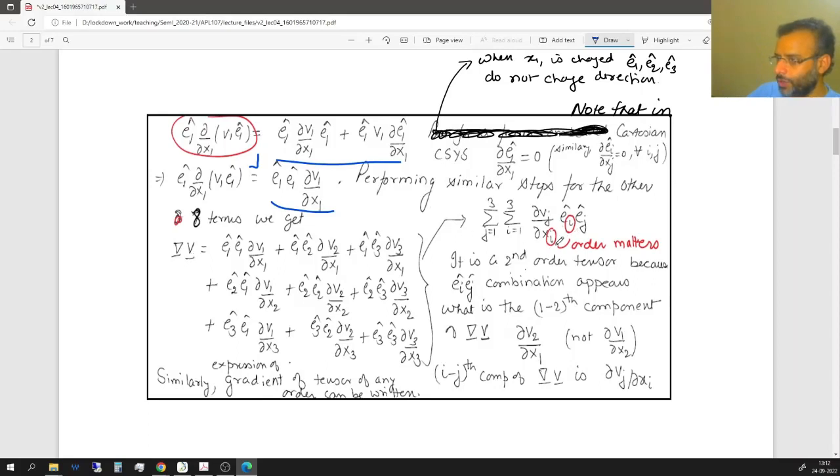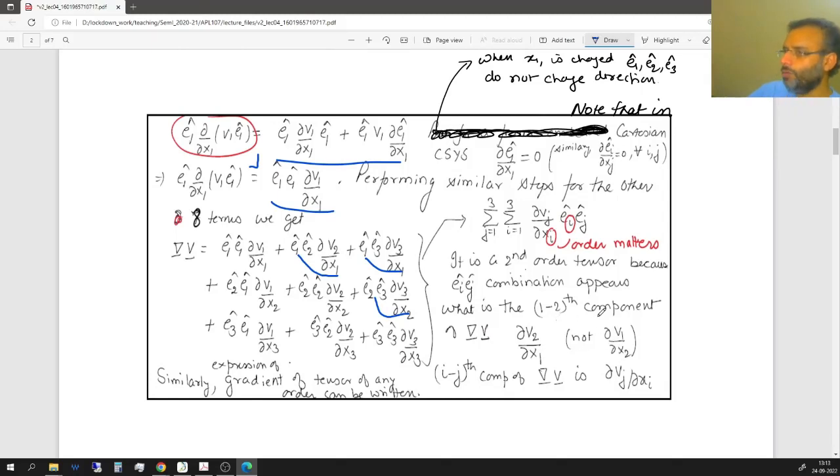So you need to pay attention to this, and this is emerging from what you see explicitly in these 9 terms. You see first index matching, here matching, and so on. Now this tensor that we just arrived at is a second order tensor because it involves the EI-EJ combination. One may ask, what is the 1-2th component of a velocity gradient tensor? That will turn out to be del V2 del x1, not del V1 del x2.